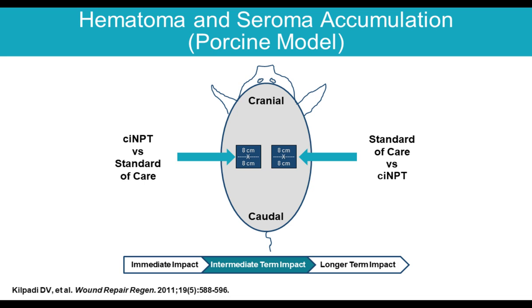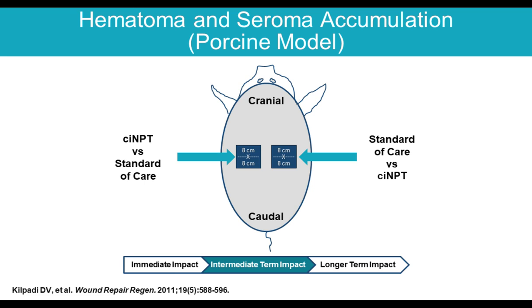We also see reduction in the hematoma or seroma accumulation underneath that incision. And this is an animal model that validates that. This compares negative pressure dressings to the standard of care in transverse incisions made over the back of pigs. Here in this model, there's an 8-centimeter incision made. In the subcutaneous space, the investigators scooped out a big chunk of subcutaneous fat to intentionally do exactly what we try to avoid during surgery, which is create a big pocket of dead space underneath the incision.